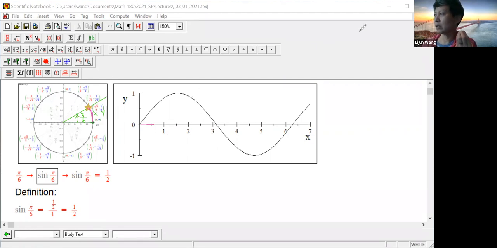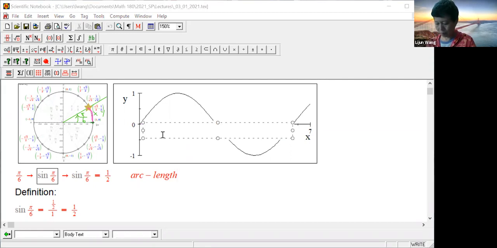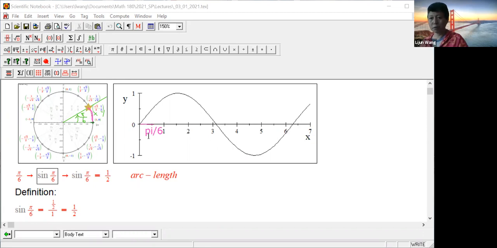This straightened curve is the same as this arc length. Let me write down the word: arc length. Do you guys understand arc length? It is that piece of circle; you keep the length, you just make it straight. So this purple length is taken and measured here, and that is pi over 6. So this piece is pi over 6. Let me write it down using purple, pi over 6.